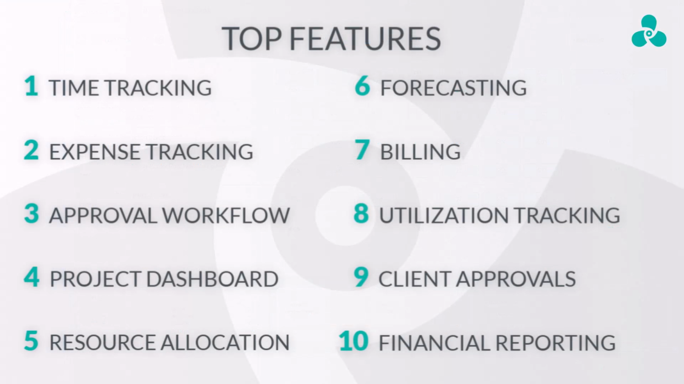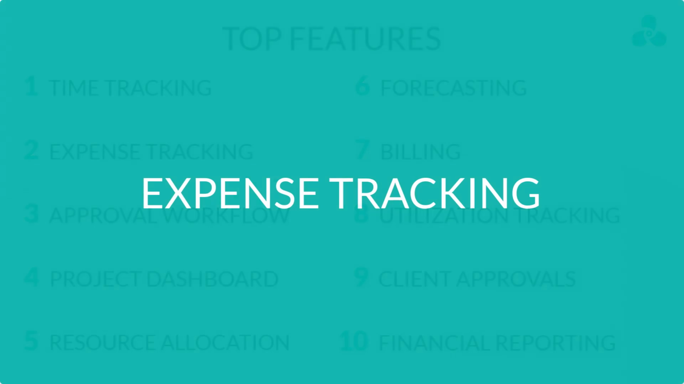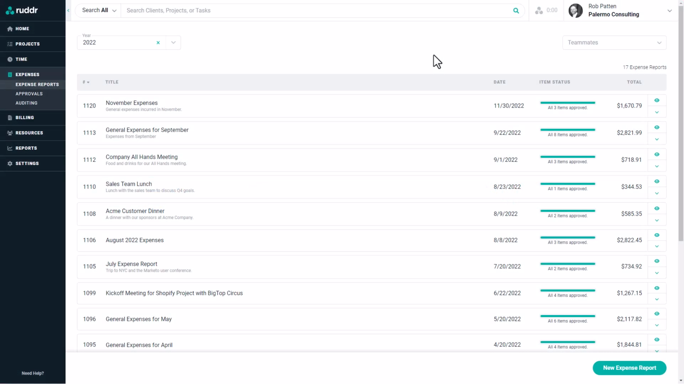The next feature we'll take a look at is expense tracking. Expense tracking is one of the more commonly accessed features within Ruddr. We're currently looking at the expense reports screen, which is showing us all of our expense reports for the time frame selected here at the top left of the screen. We're currently looking at our 17 expense reports for 2022, but we could select a prior year using this dropdown.